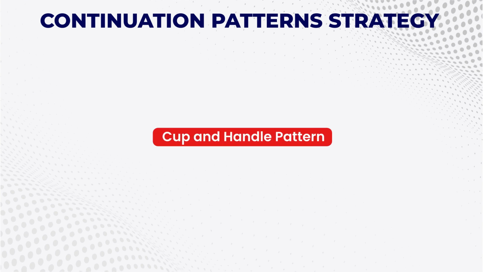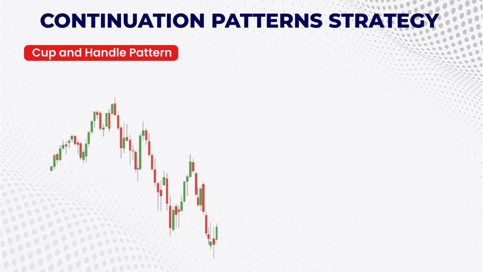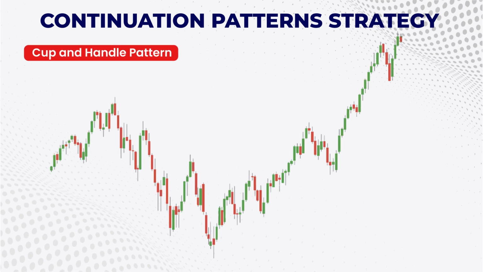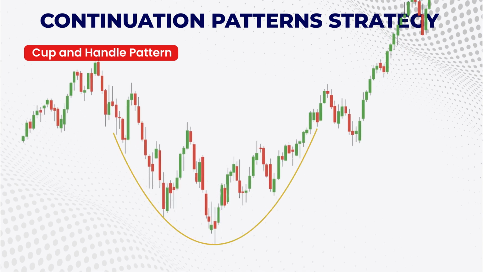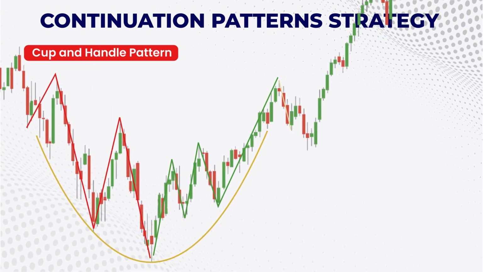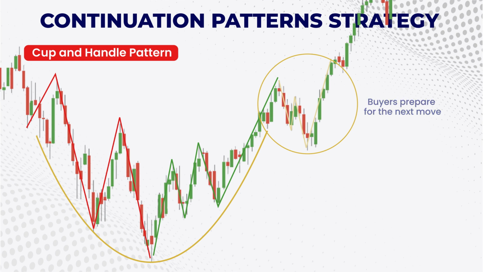This chart shows the cup and handle pattern, one of the most reliable bullish continuation setups. The pattern forms in 3 phases. Spot the cup. Here, the market makes a rounded bottom, looking like a cup. This shows that selling pressure has eased and buyers are slowly regaining control. Find the handle. After the cup is formed, the price consolidates in a small pullback or sideways move. This creates the handle, where weaker traders exit and stronger buyers prepare for the next move.